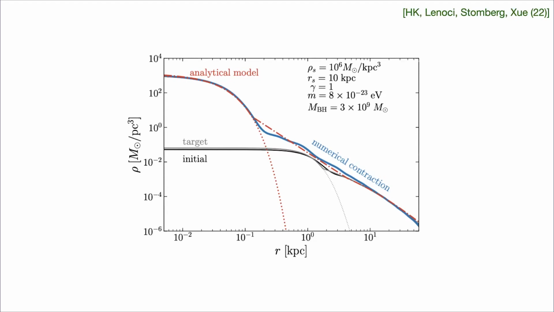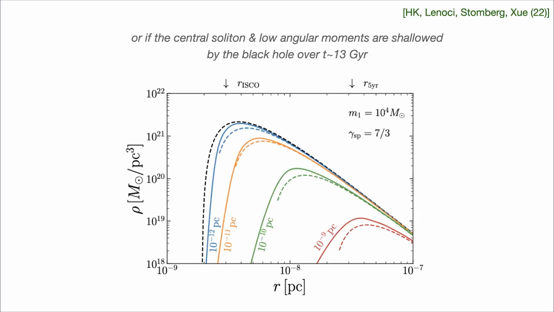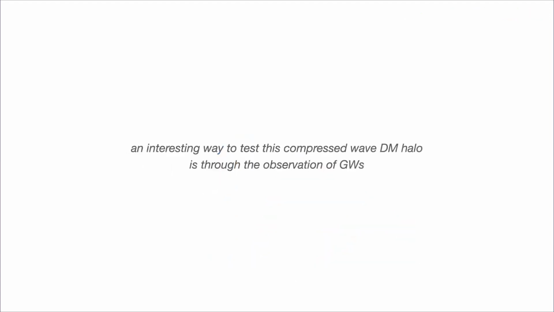So sometimes the correct picture is not this kind of profile, but this kind of broken power law, because the central soliton and low angular momentum modes may have been absorbed by the central black hole. They have wavelengths with non-negligible overlap with the black hole, so they are susceptible to being absorbed. But even in those cases, there is a steeper dark matter profile and a denser dark matter density around the center of the system. So in the last one minute, I'm going to say just a few sentences about how we can test this compressed wave dark matter halo.